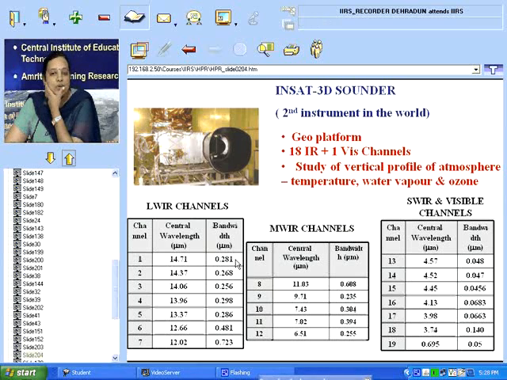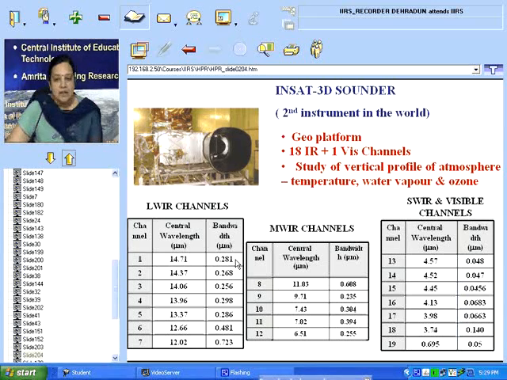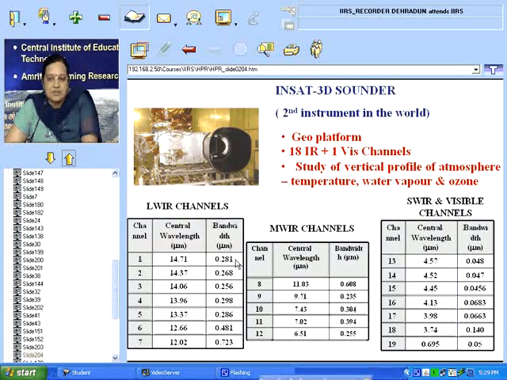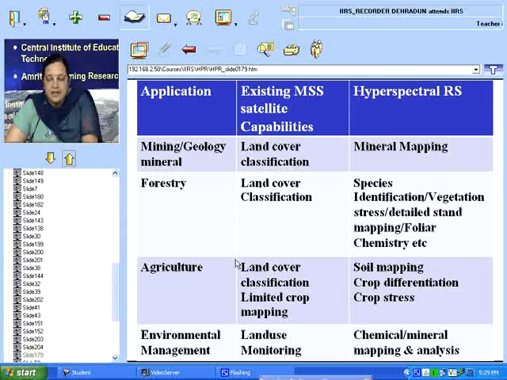So we have the long wave infrared channel where we have 7 bands, the middle wavelength infrared channels where we have 5 bands, and in the shortwave infrared and the visible channels again we have 8 bands. So a total of 19 channels are available from the geostationary platform. This is one of the uniqueness of it, that this data is utilized for studying the atmospheric parameters. Then the prime application of the hyperspectral data sets, if you look at it, so we compare it with the existing multispectral capability.